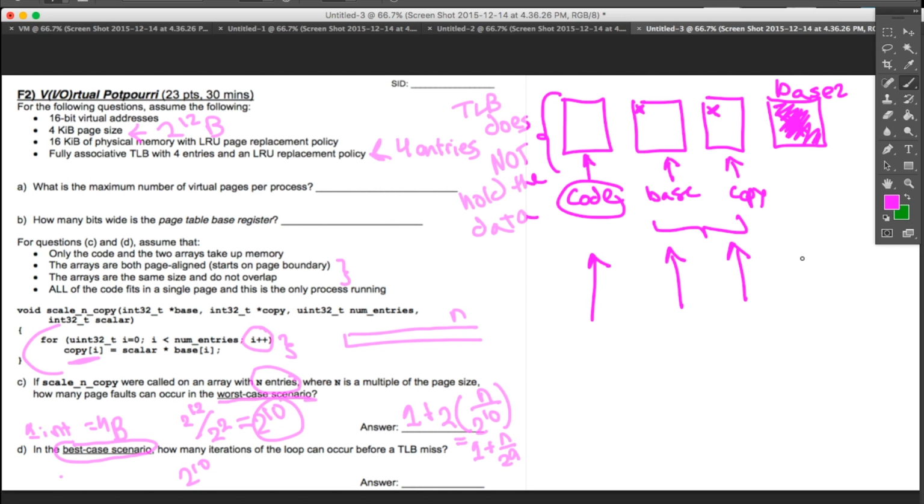There's no physical way that we can fit in more than one page of base and more than one page of copy. So corresponding pages, we can't fit more than one pair at a time because that already takes up half our TLB. Notice that we already have 3 pages dedicated for our first 2 to the 10 iterations, but we can't iterate even one more time because we can't have 2 pages in one page at the same time. So the maximum number of iterations that can occur until a TLB miss in the best case scenario is just going to be 2 to the 10.